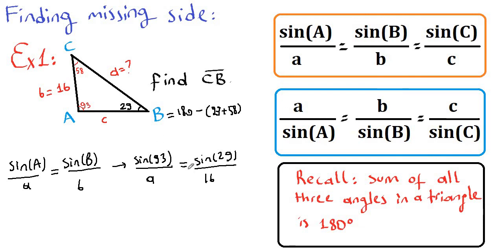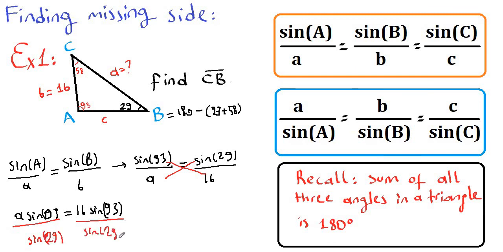Now all we have to do is just arithmetic, just cross multiplication. So a times sine of 29 is equal to 16 times sine of 93. We're solving for a, so we need to divide both sides by sine of 29. They cancel out, so a is equal to 16 times sine of 93 divided by sine of 29.